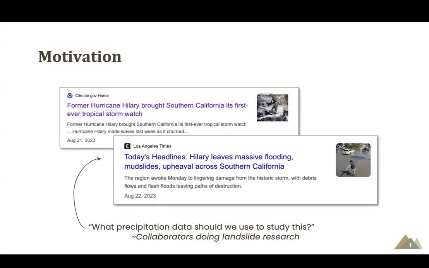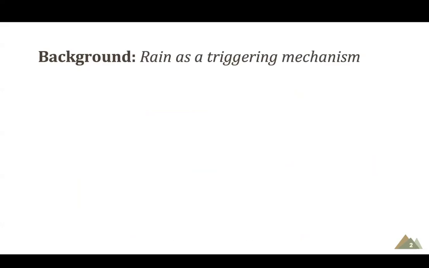And I think to understand why this is an important question, or why this is something that landslide researchers might care about, it's important to have some context for why precipitation data is important for landslide research in the first place. And the reason is because rain acts as a triggering mechanism for a lot of land surface hazards.